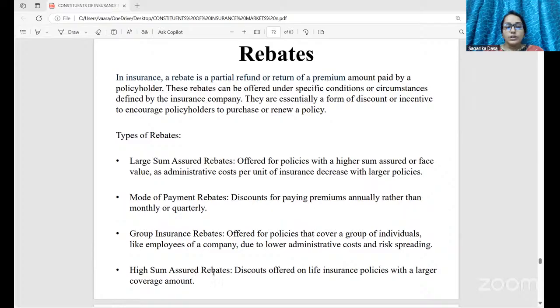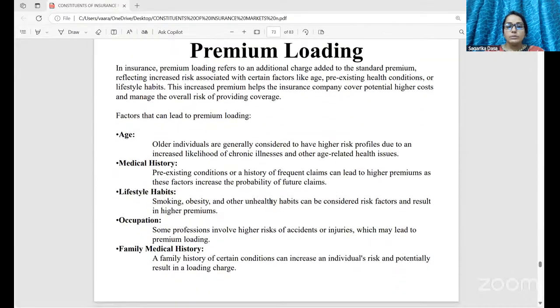High sum assured rebates, discount offered on life insurance policies with a larger coverage amount. The life insurance policies which cover the larger amount, larger claim amount, come under high sum assured rebates. So this is about rebates.